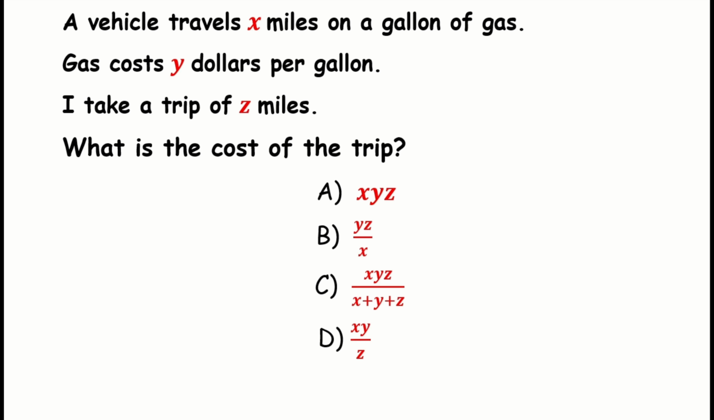A vehicle travels X miles on a gallon of gas. Gas costs Y dollars per gallon. I take a trip of Z miles. What is the cost of this trip? Is it A, XYZ, B, YZ over X, C, XYZ over X plus Y plus Z, or D, XY over Z? Give this problem a try, and the solution follows shortly.